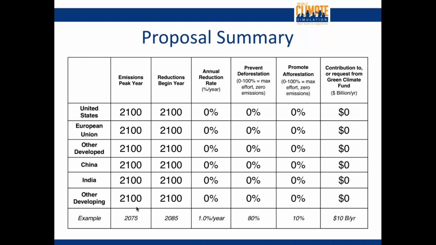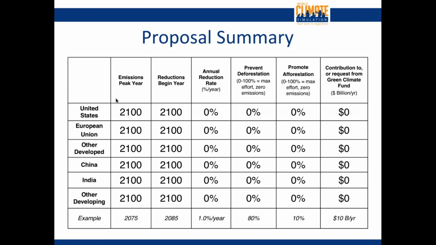So let's take a minute to look at that. Before I do that, this is the proposal summary table. And you'll see here that for each group, US, EU, other developed, etc., they come up with 6 different things. 1, the year in which their greenhouse gas emissions will peak. So if we don't take any action at all on climate change, every country's emissions is expected to continue to rise throughout the end of the century.